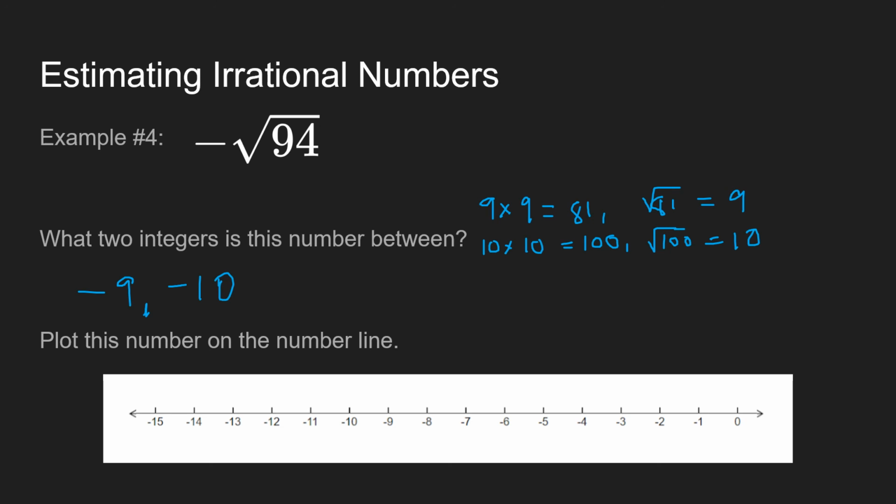So we can tell, since it's between 81 and 100, that 94 is closer to 100 than it is to 81. So we will put this about right here on the number line, which is a little bit away from negative 10, but not quite.